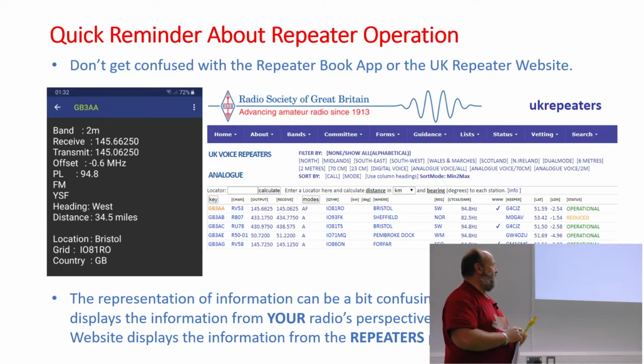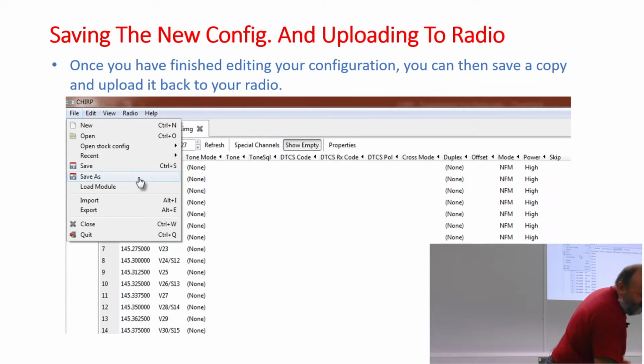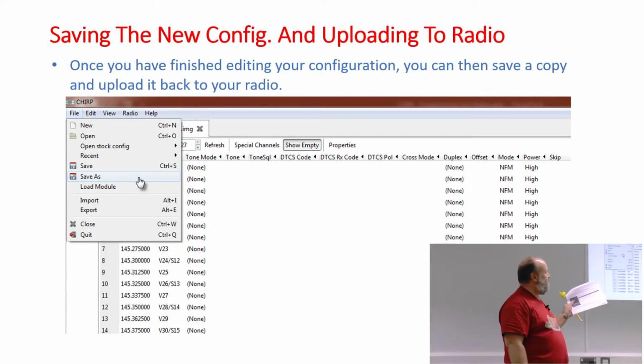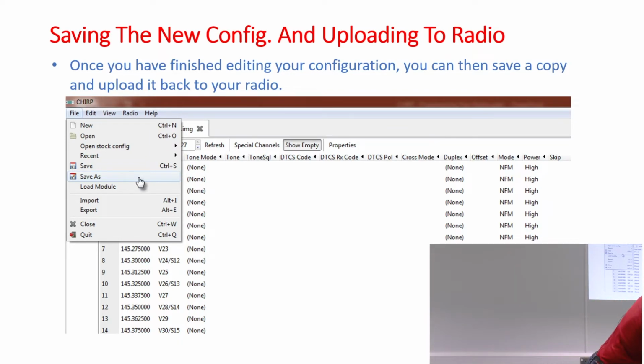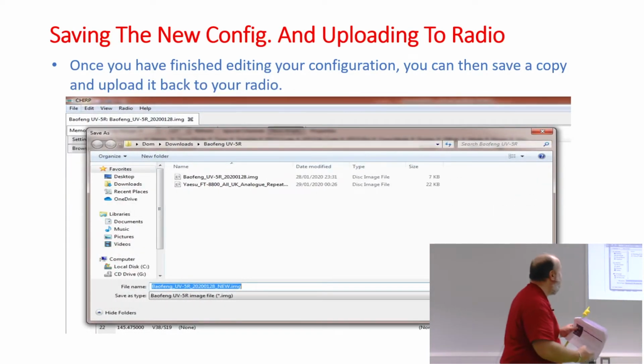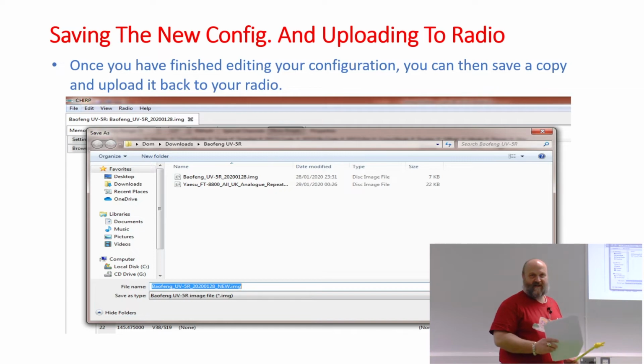So once you've finished editing the config, you now want to save it back to the radio. Before you do anything else, I would suggest saving all the changes you've made into a new file. You'll have the original file that you downloaded off the radio, and then the new file with your new settings in it. So click on Save As, and it will automatically populate this with the name and the date. As you can see, I have appended _new to it so that I know that is the new configuration that I have just changed.